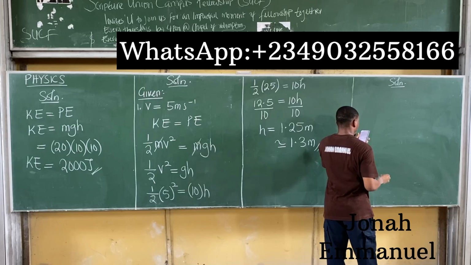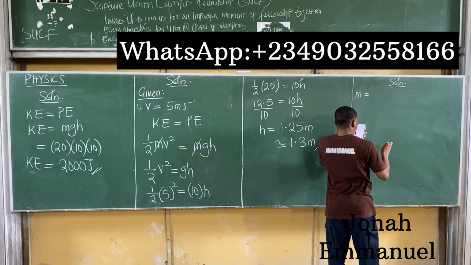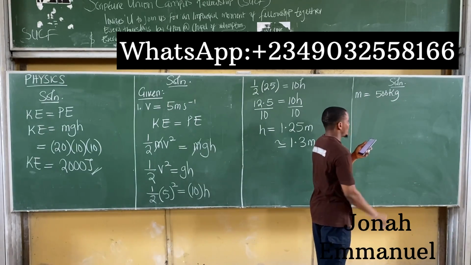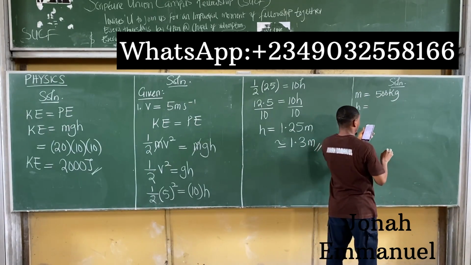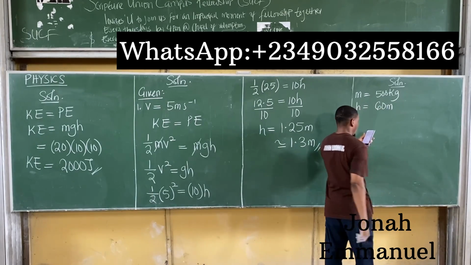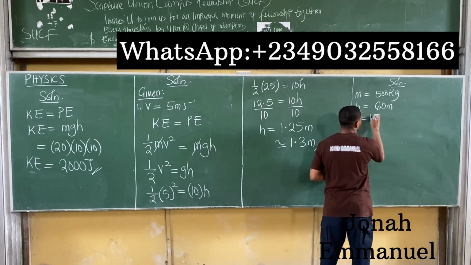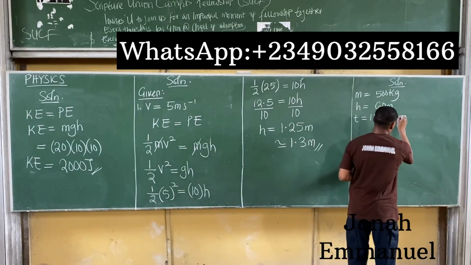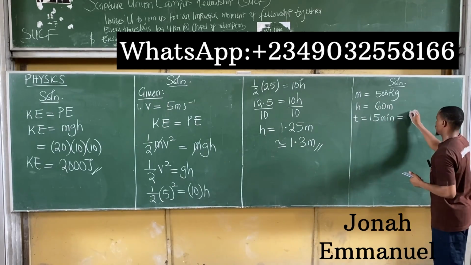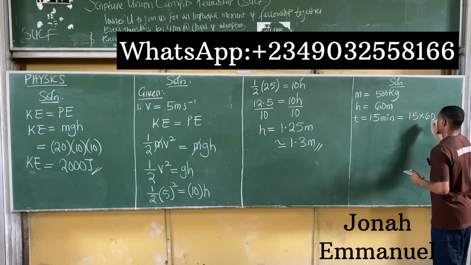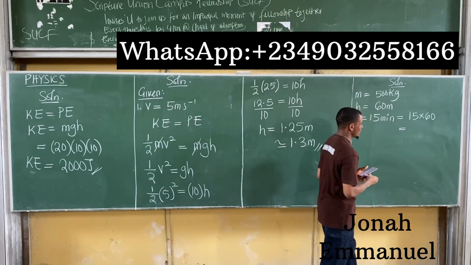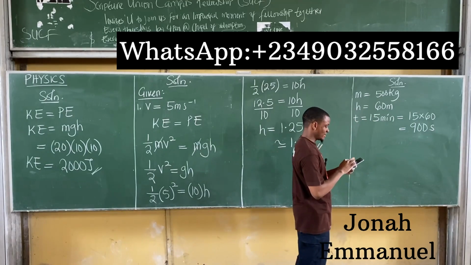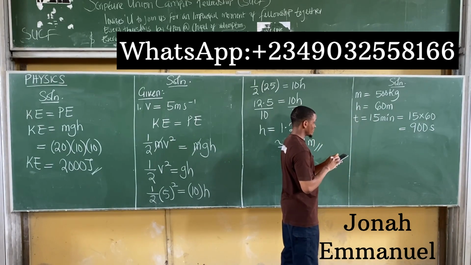First things first, they give us mass. The mass there is 500 kilograms of water. They said through a vertical height. They give us height as equal to 60 meters. They said in 15 minutes. Time is equal to 15 minutes. We have to convert the time from minutes to seconds. I have to multiply 15 by 60, which gives 900 seconds. So my time in seconds is simply 900 seconds.